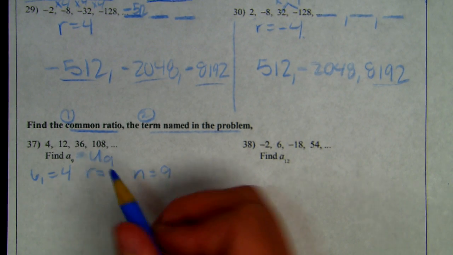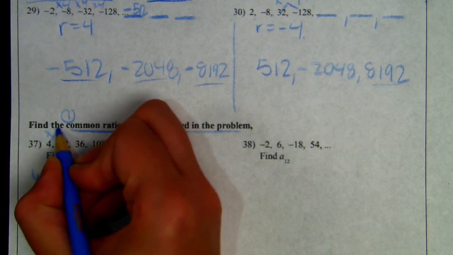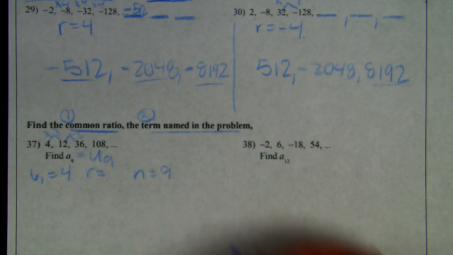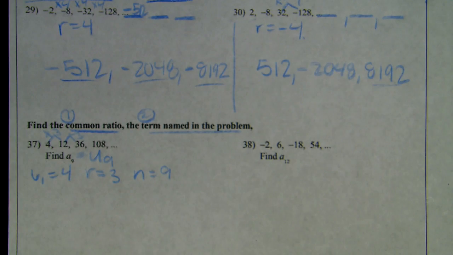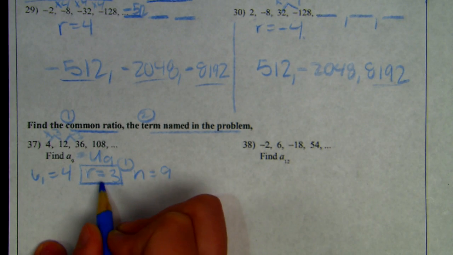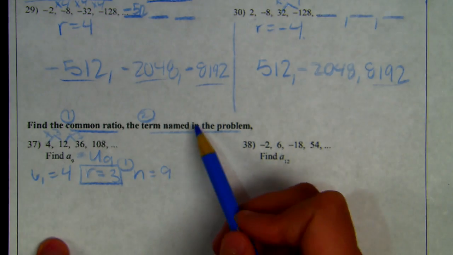Looking at the common ratio, I can just kind of see that we're multiplying by 3 each time, but if I wanted to check, I could say 12 divided by 4 is 3, so my common ratio is 3. So we answered part 1 of the question, right, because we found our common ratio of 3. And now I'm looking for the term name.